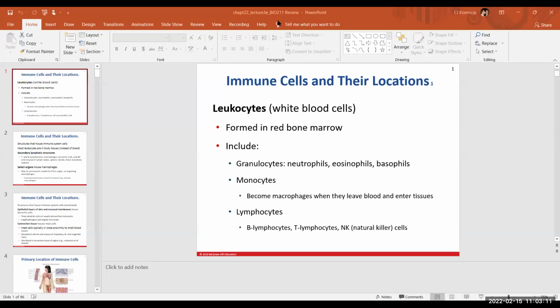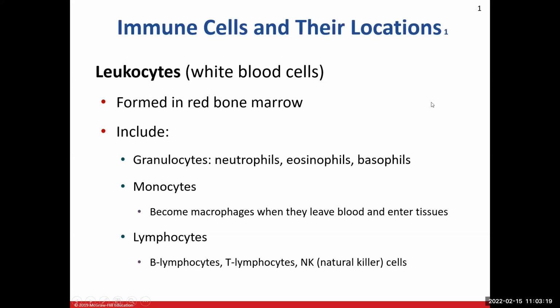Okay, so let's get into, first of all, the parts of the immune system. And we can't have an immune system without the cells that make up the immune system. And those cells are the white blood cells, the leukocytes, right? And so, like the other blood cells, platelets and red blood cells, leukocytes are formed in the red bone marrow. They're going to be found there in the spongy bone.